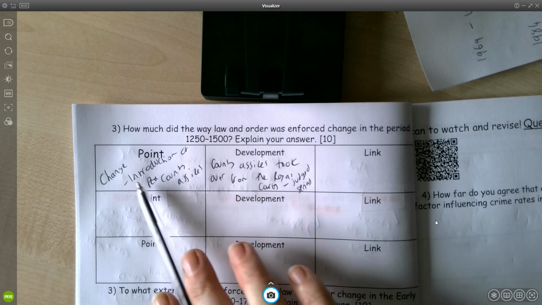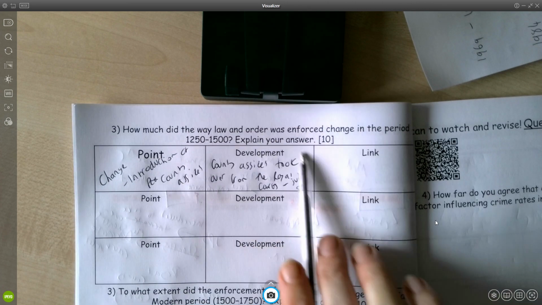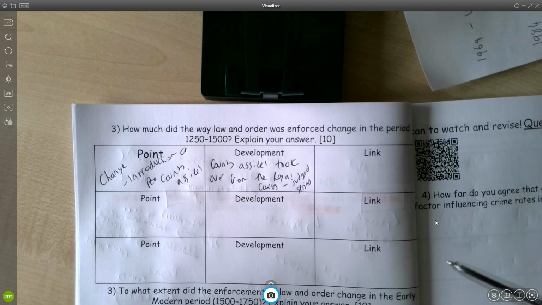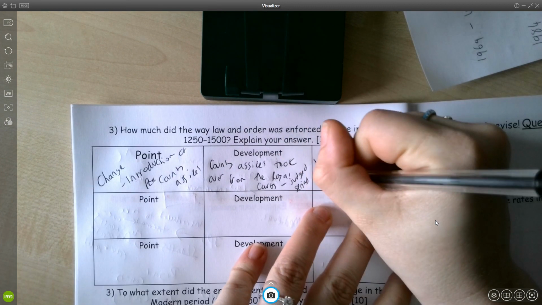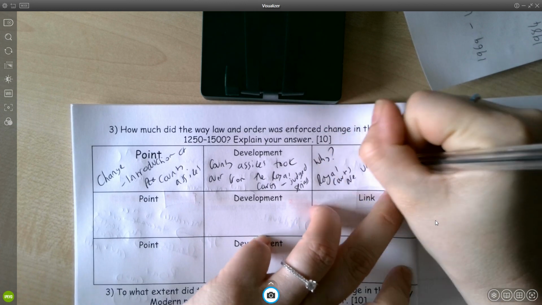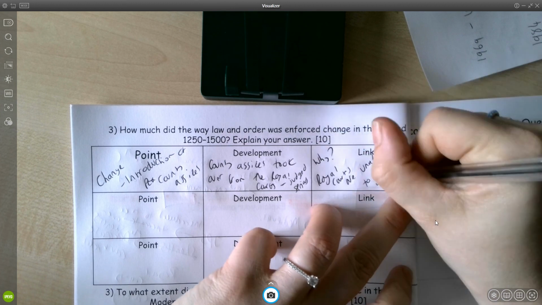So we've said that it's a change. Our change is the introduction of the county assizes. We've included some development here. Now, I just want you to make sure that you include some explanation. So we want to have why does this change? It's because the royal courts are unable to keep up with the amount of crime.